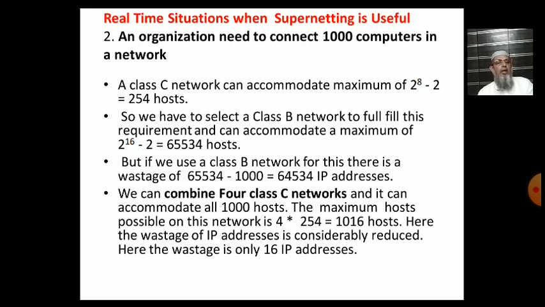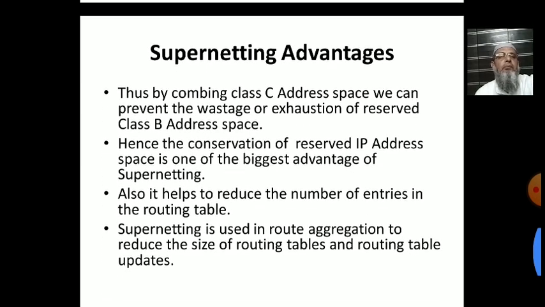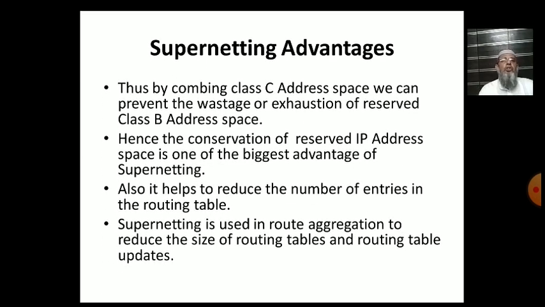And we can combine the IP addresses from the same class. So the advantage of supernetting is that we can prevent the wastage of IP addresses. Wastage of IP addresses means exhaustion of the reserved Class B IP addresses, that is reserved. Class A is also reserved. Class C is public. Hence, we can conserve the IP addresses by using the concept of supernetting, which will be used and how it should be used.